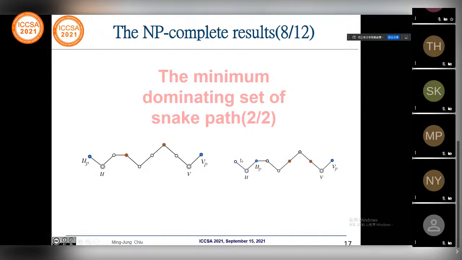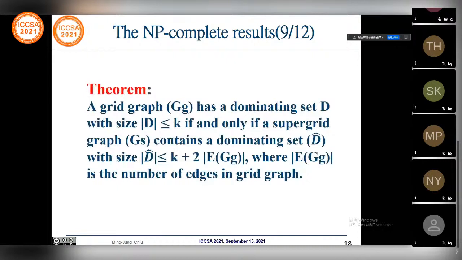We can get a theorem. That is, whether U and V are dominated or dominating vertices or not, the minimum dominating set is the 2 dominating vertices in the snake path. We use this theorem to prove that the dominating problem in the supergrid graph is NP-complete.